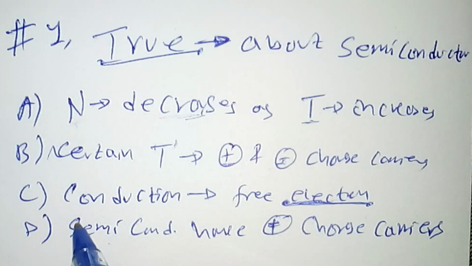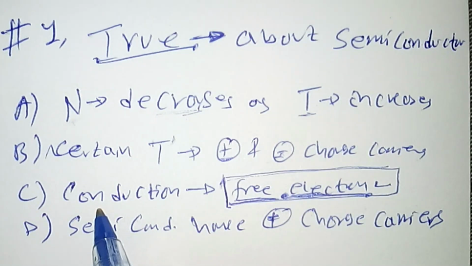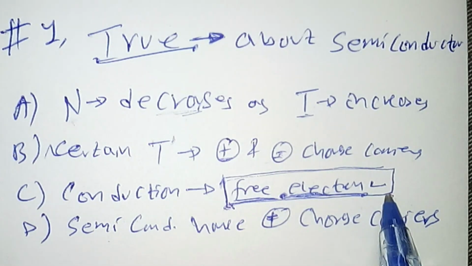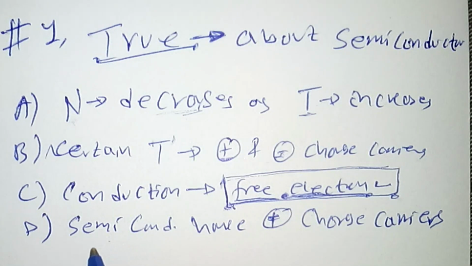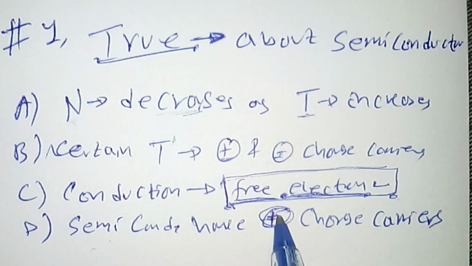When you come to alternative C, conduction in semiconductors is due to free electrons. This is not always true because conduction in a semiconductor is not only from free electrons, but also includes the holes, that is the positive charge carriers. Alternative D says a semiconductor has a positive charge carrier. Yes, it is still true, but not only a positive charge carrier, it also has a negative charge carrier.